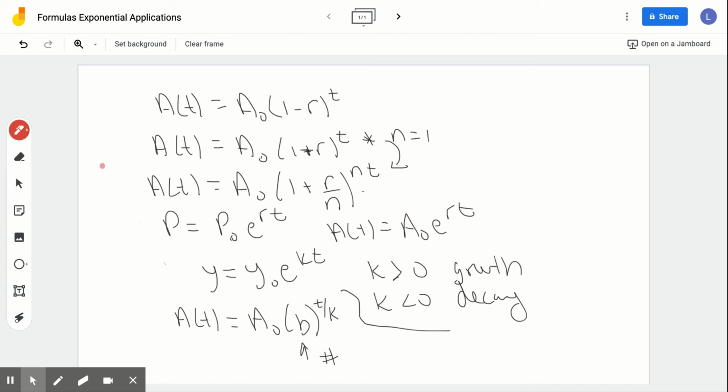All right, last time. Between these two here. This is if it's compounded continuously. So if you ever see continuously, you should have an e here. This is when it's compounded a finite number of times, n times per year.